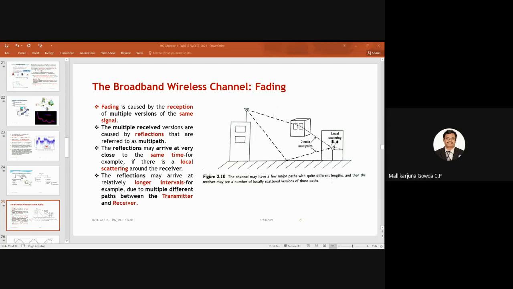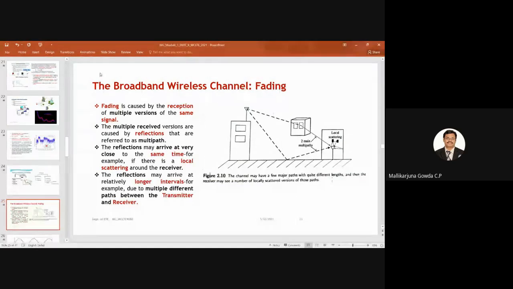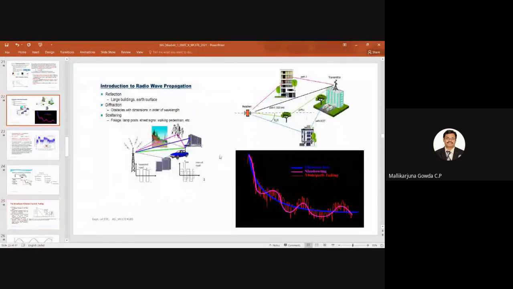You may be seeing the different paths. I have taken only two main multipaths here. This is one path and this is another path, and the signal receiver is here. To show you better, let me go back and show that. I think I've already shown this.